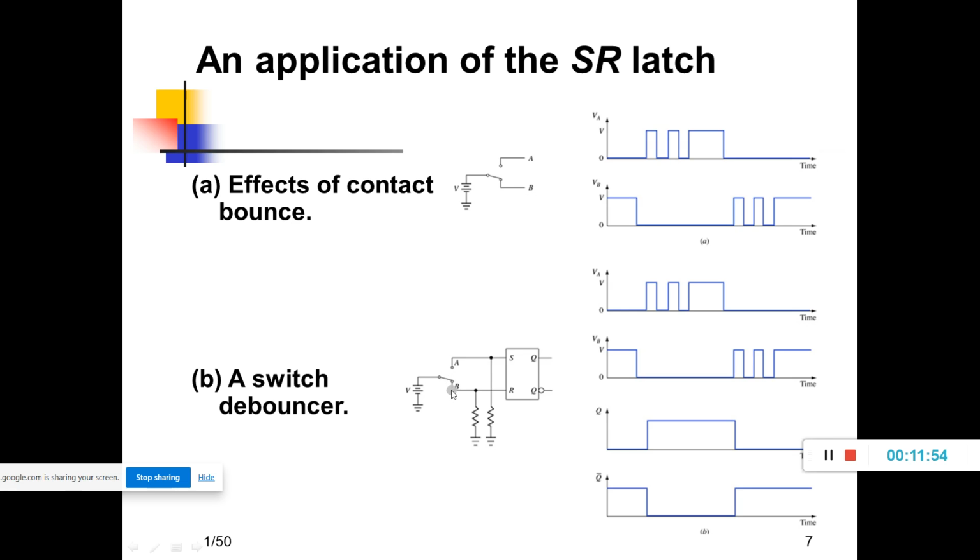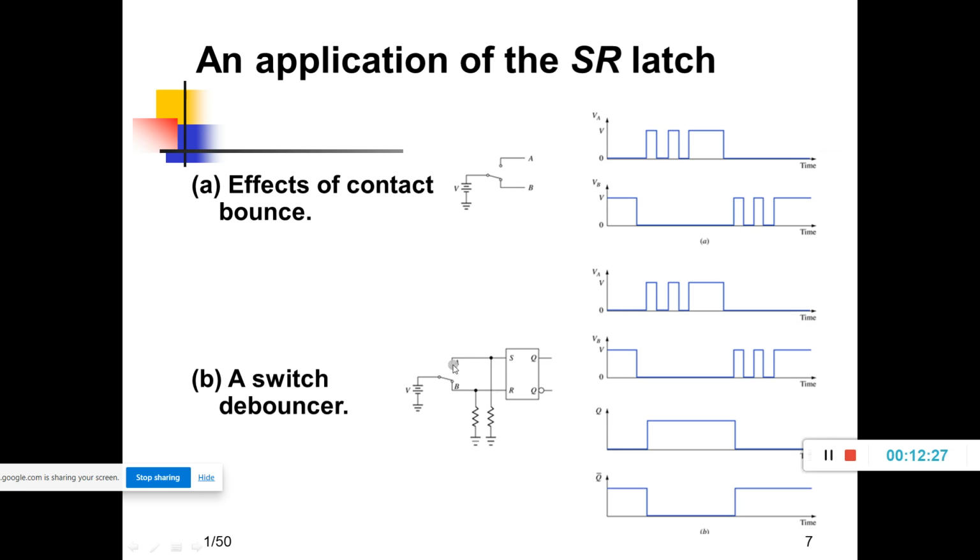Whenever the center contact is moving from terminal B to terminal A, the SR latch is in the reset state because of the two pull down resistors connected to ground. So when it moves to A, contact bounce is eliminated because of these two pull down resistors. When it is moved to A, it is at plus V volt. Assuming logic 1 is connected to this S, R is connected to this ground. S is 1, R is 0, it will be in the set state.